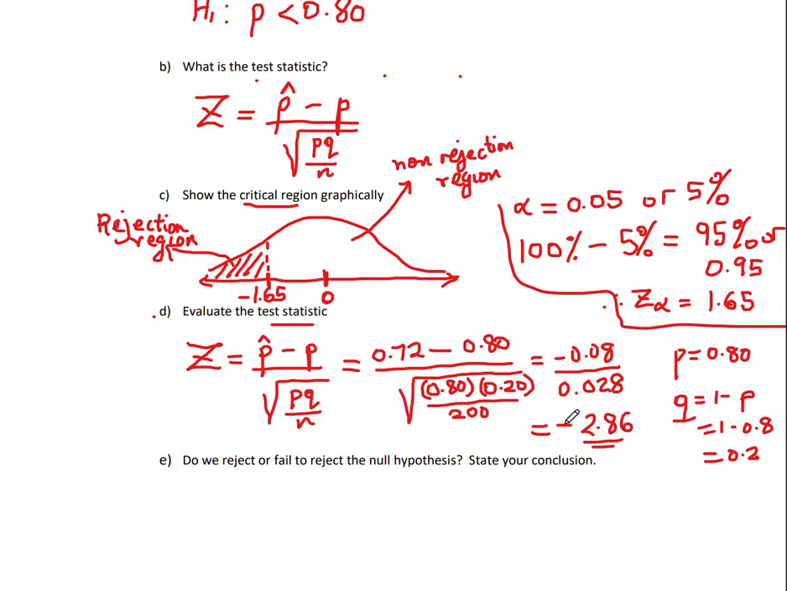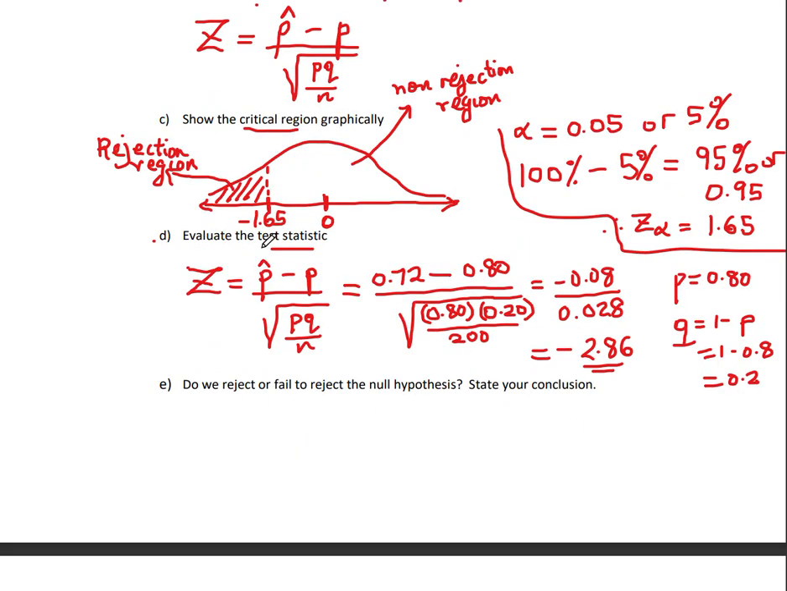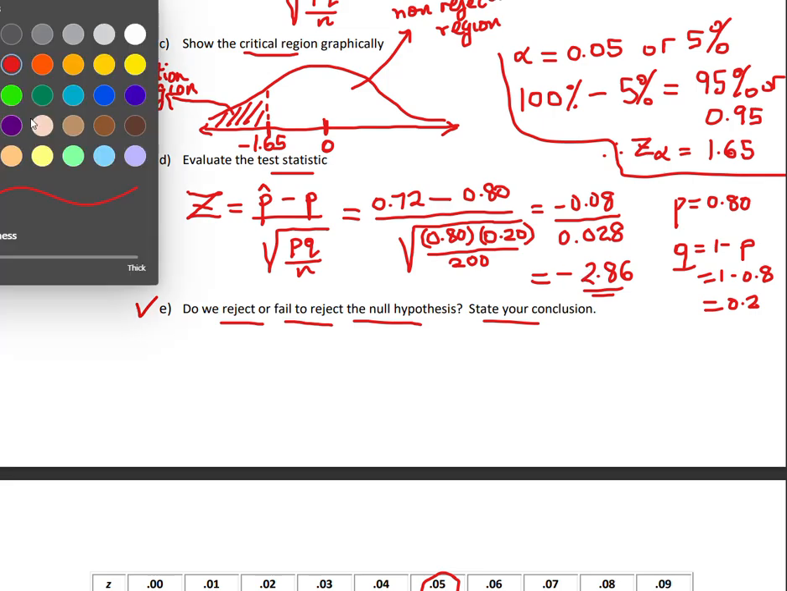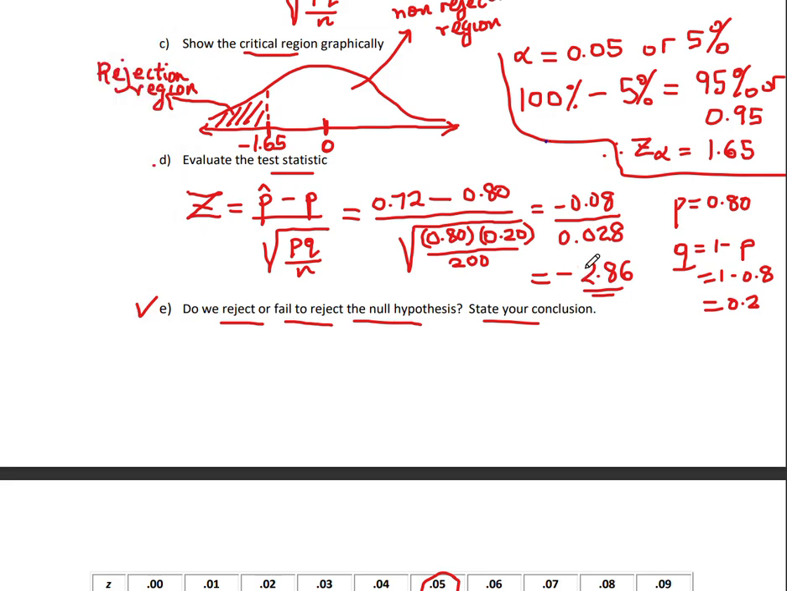So we have come up with the test statistic value, which is negative 2.86, and that will help us to answer the final question: do we reject or do we fail to reject the null hypothesis, and state our conclusion? The thing that we need to do now is to check the critical value against this test statistic value. Or, put another way, to check where this test statistic value of negative 2.86 falls in relation to the critical value of negative 1.65.